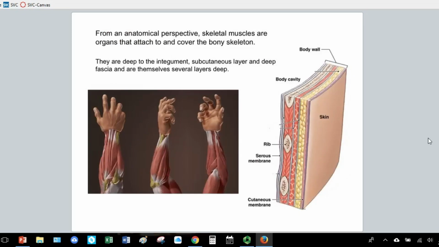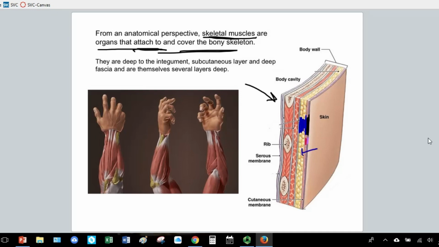Okay, so from an anatomical perspective, skeletal muscles are individual organs that attach to and cover the bony skeleton. So here's the body wall, and let's just take a look at these layers. The most superficial layer is the skin, the integument. You guys are familiar with that. The epidermis, and then the dermis below that. And then beneath that, we have, what's this layer right there? That's the hypodermis, or the subcutaneous layer.